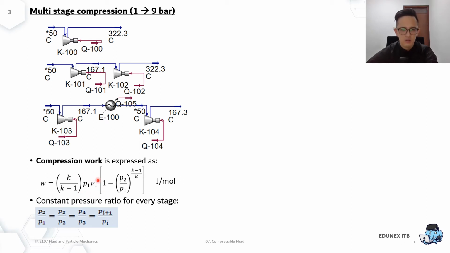And we can substitute this P1, V1 using the ideal gas equation. So that becomes R and T1, or the inlet temperature. And that's important. Why? Because that means when we have a lower inlet temperature, the compression work will decrease, which is more efficient because we have to supply a smaller amount of electricity, for example, even at the same pressure ratio. So that's the advantage of having an intercooler.